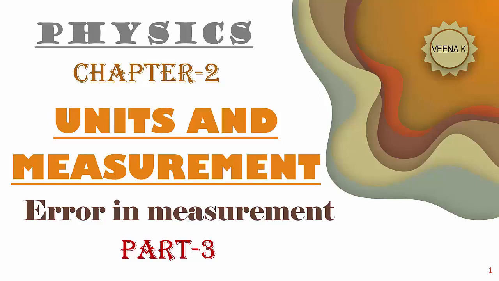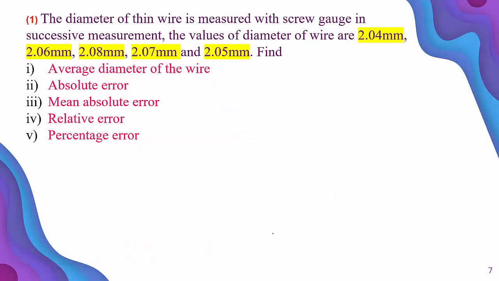So these 4 points we have discussed in the last session. Based on these 4 points, to understand the concept, I am going to solve numerical problems based on absolute error, mean absolute error, relative error and percentage error. Now we can solve the examples to understand all the 4 points.